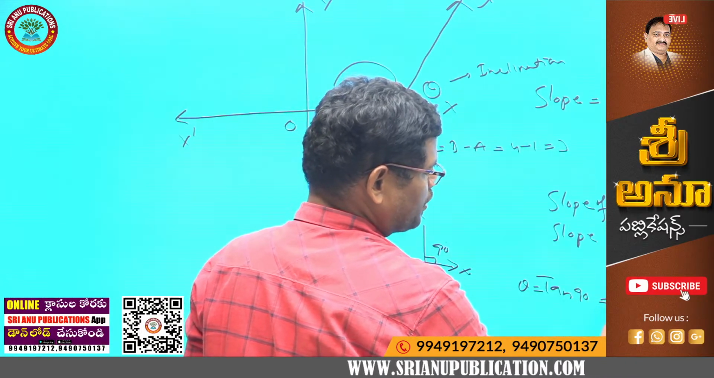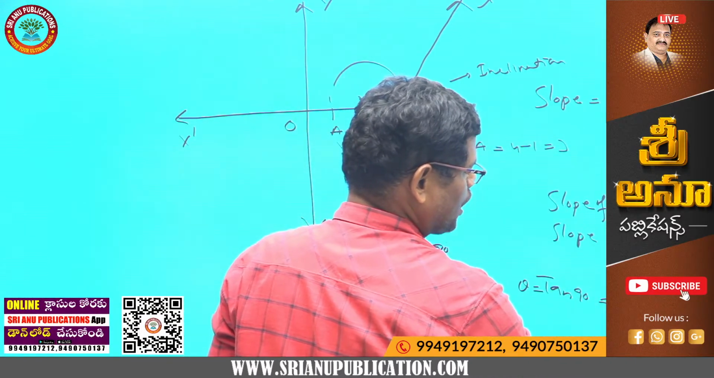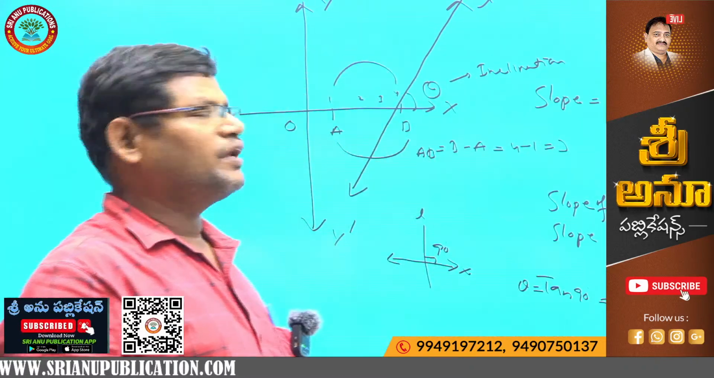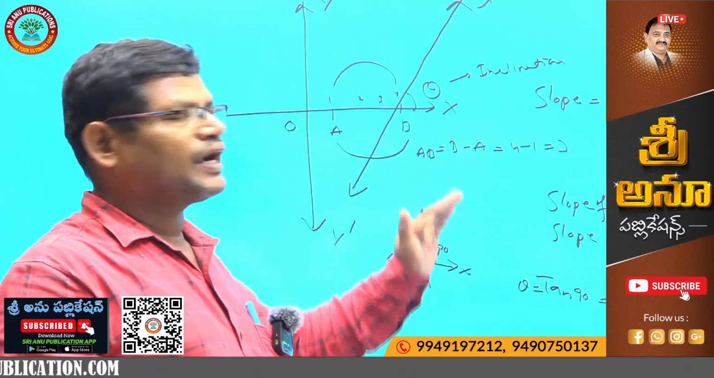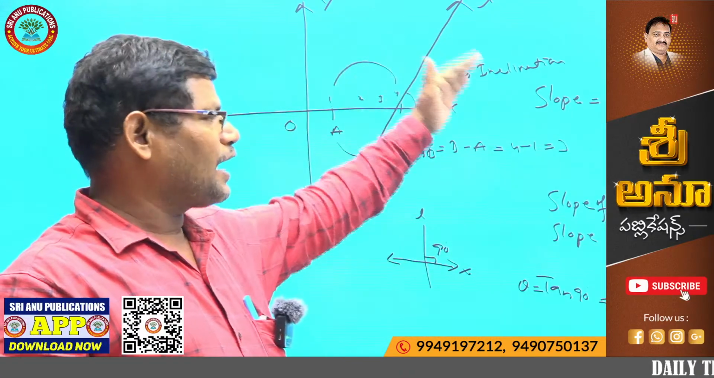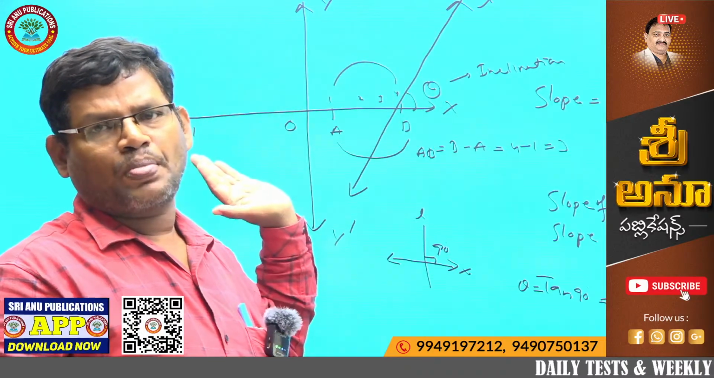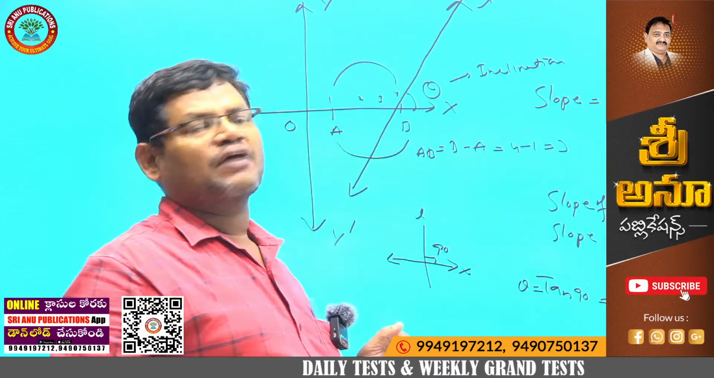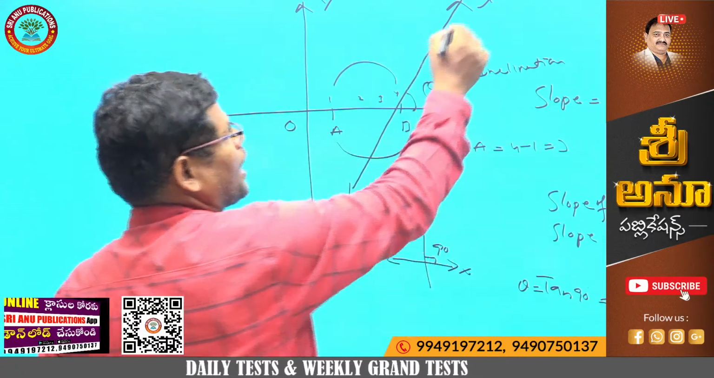Tan 90 is not defined, or infinity. So like this we can find the angle by using the points and by using the lines with the angle also. By using the slope and points, we can find the equation of a line.